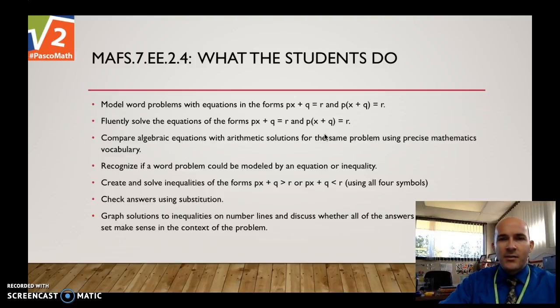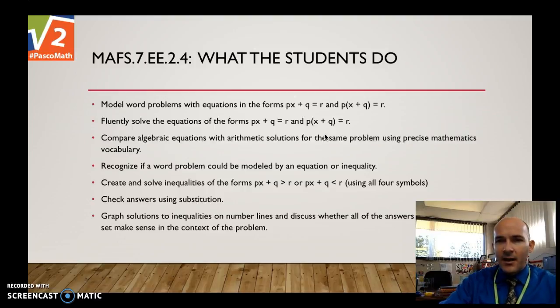And so I know students might push back a little because some problems they can solve without having to set up the equation. But again, push for them to solve using the equation as well, because this is where they're starting to learn the concept and the structure of equations for the more complex equations that are to come in grade 8. They need to recognize if word problems can be modeled by an equation or inequality.